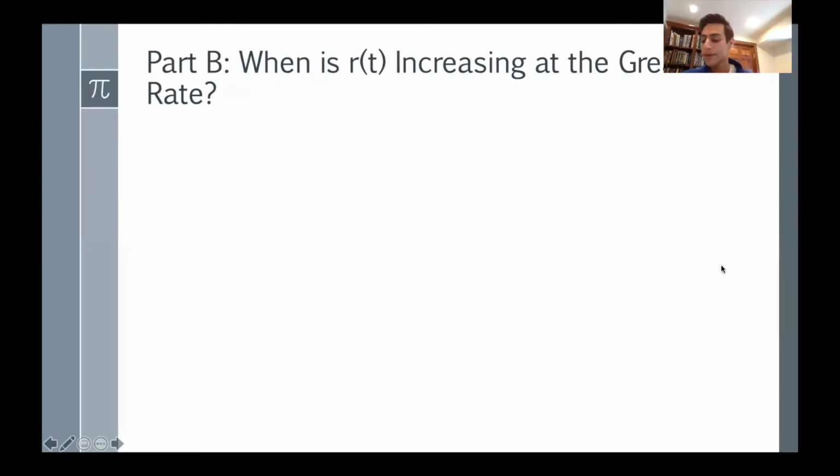All right, so for part B, we have to answer this question. For the time interval between 0 and 15, at what time T is R increasing at the greatest rate? Show the reasoning that supports your answer. So it's important to remember that R of T is the rate of tattoo removal per month. There's already a rate. What they're asking is, when is this rate increasing at the greatest rate? So the question is, when does R prime of T have its absolute maximum?